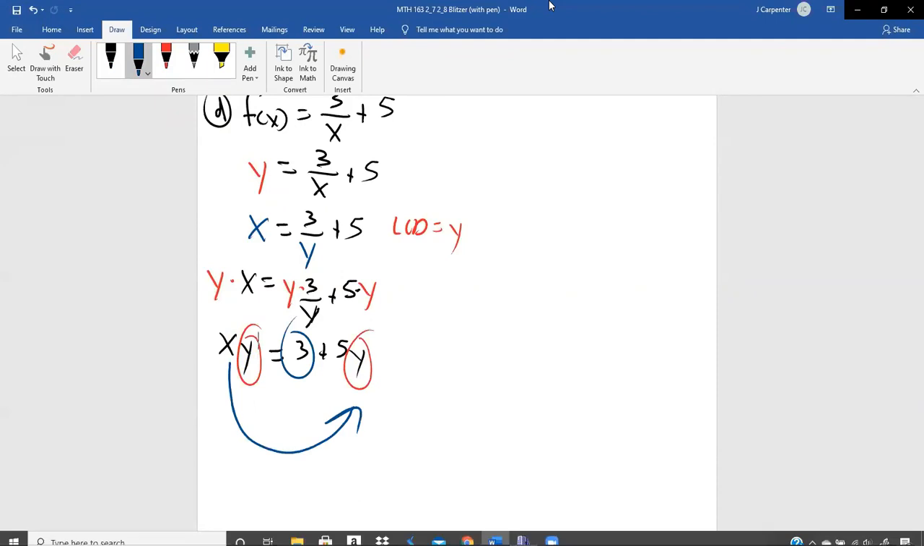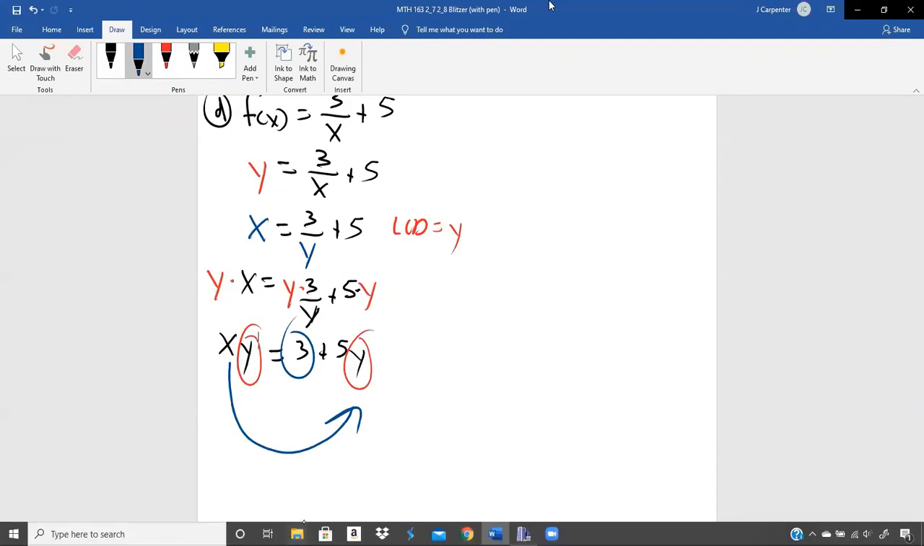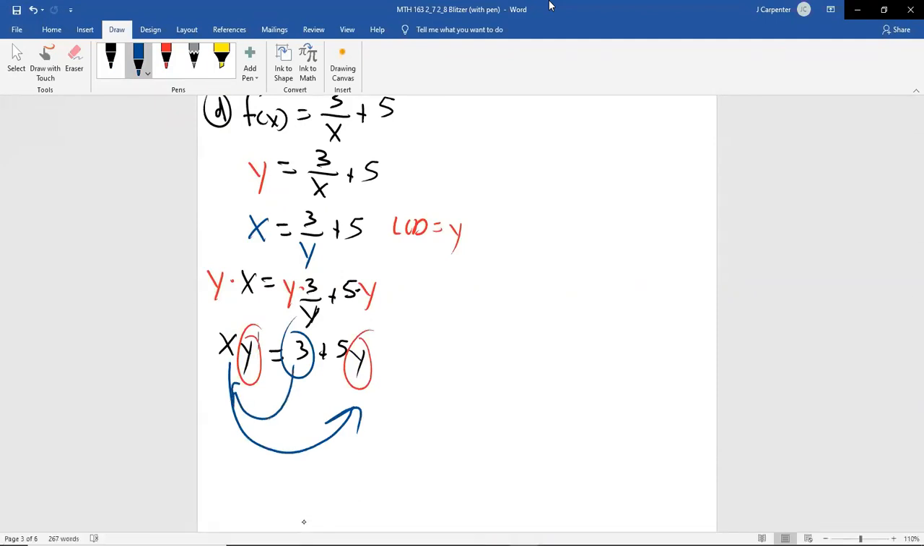You could move this term to the right by adding, subtracting, whatever. But then you'd have to move the 3 to the left, and that would be 2 steps. That's perfectly fine, but I'm going to do it a different way. I'm going to leave the 3 alone, and I'm just going to move the 5y term over to the left, which means I'm only doing 1 step.